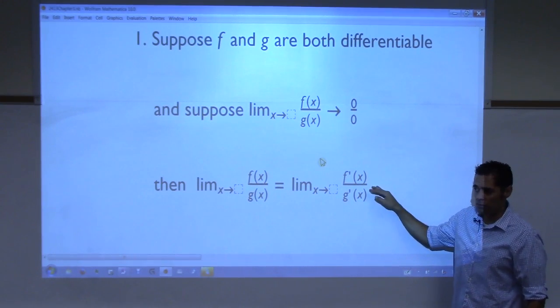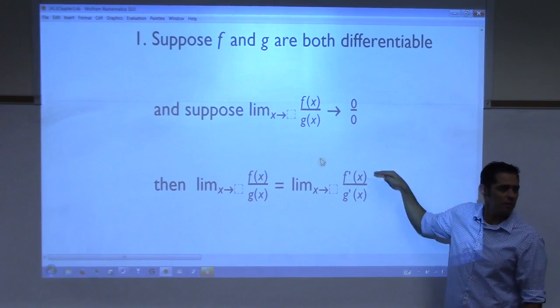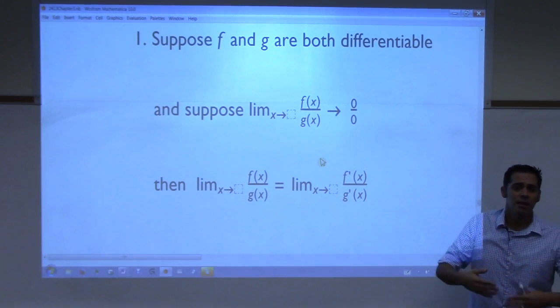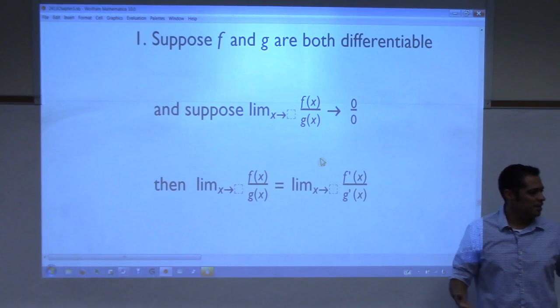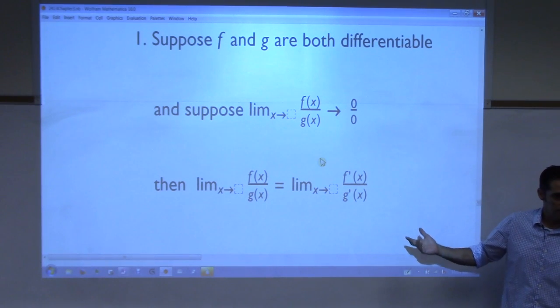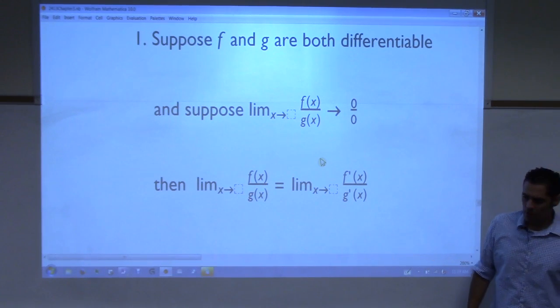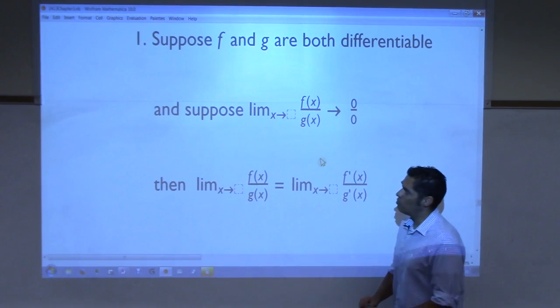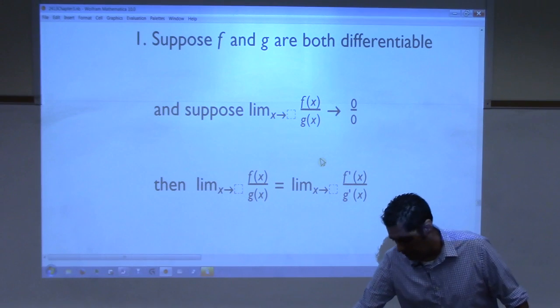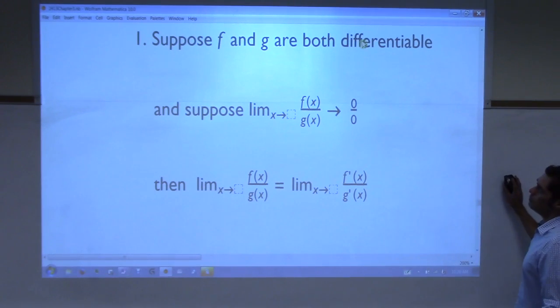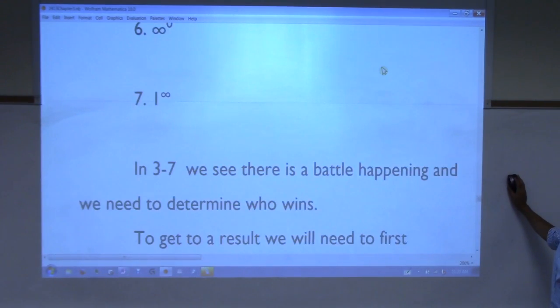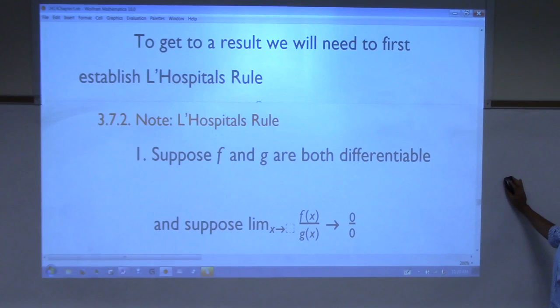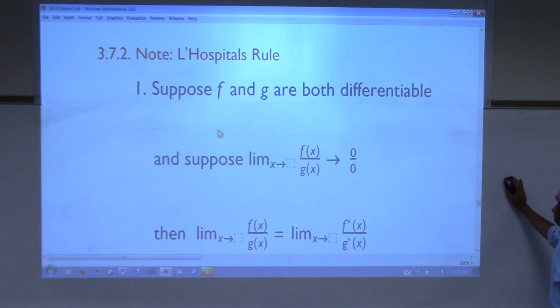Not the quotient rule. You just take the derivative of the top, the derivative of the bottom, you look at that answer, you take the limit again, and you hope that it's easier than what you were looking at before. Okay? This is not an easy rule. This L'Hopital's rule is not an easy rule to prove, all right? And that's it right there, L'Hopital.